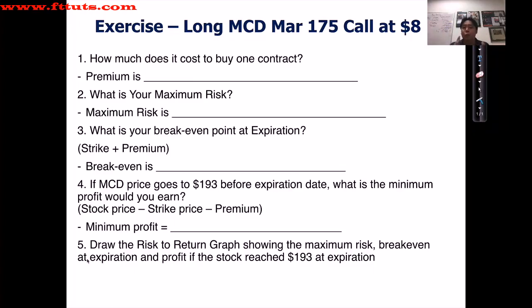Finally, and I really want you to do this exercise, it is critical that you learn to draw the risk to return graphs, because when you draw it, you would really understand how the trade works. So I want you to do your best to draw the risk to return graph, which is the Nike sign. On that chart, indicate where the maximum risk is, where the break-even at expiration is, and what is the minimum profit you will make at expiration if the price goes to 193. Please pause the video right now, do this exercise, and once you're done, play it again and we'll review the answers. Ready? Go.